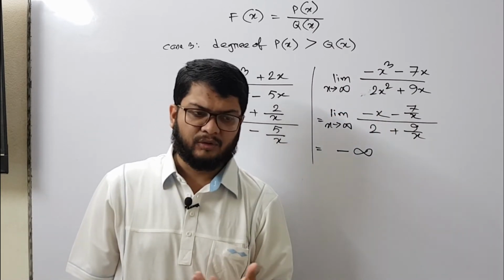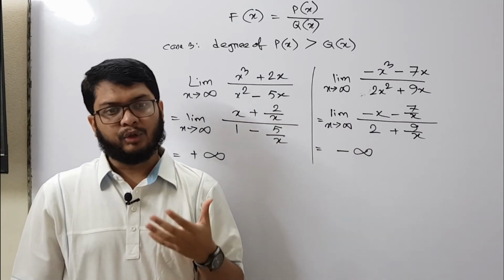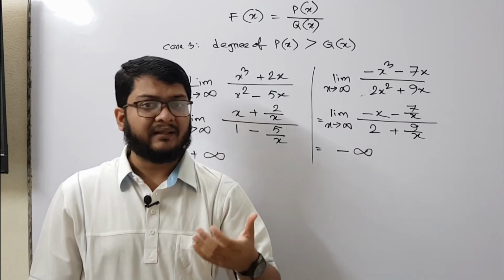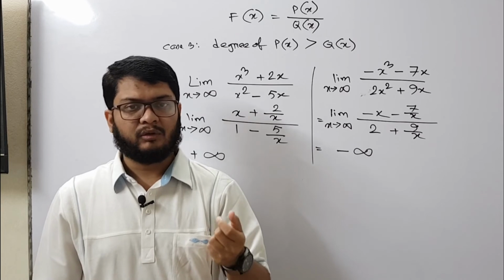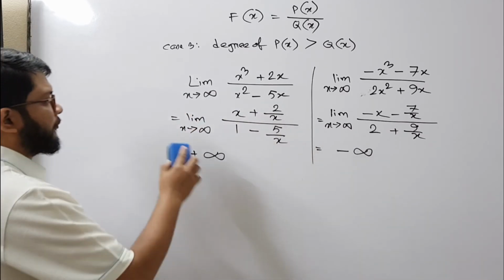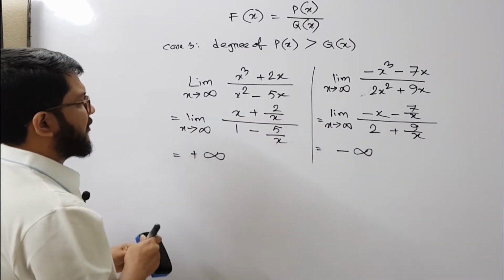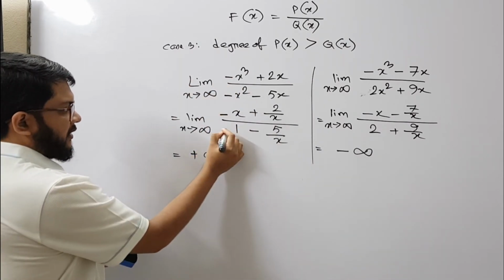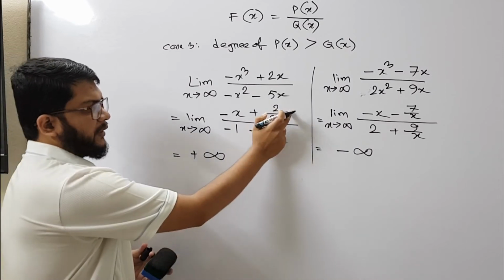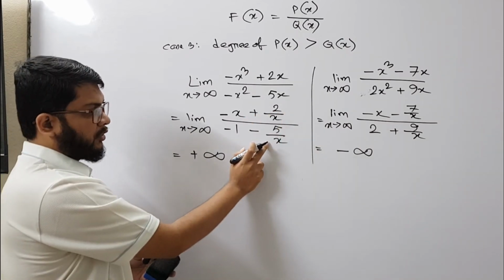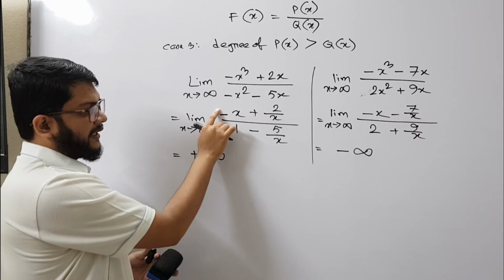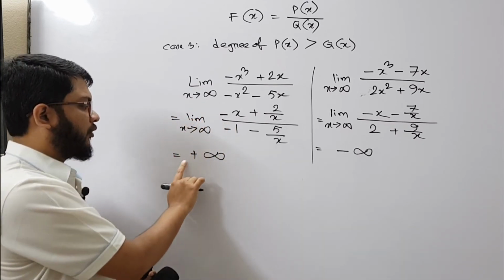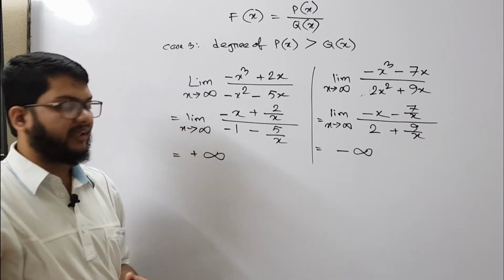Now let's have a look at what happens when we take both the leading coefficients of the numerator and the denominator to be negative. So we just make a change here. We give a negative sign here, negative sign here. So it will become negative x, negative 1. So this value becomes 0, this value also becomes 0. Then this negative sign and this negative sign cancel out. So we will get again positive infinity.